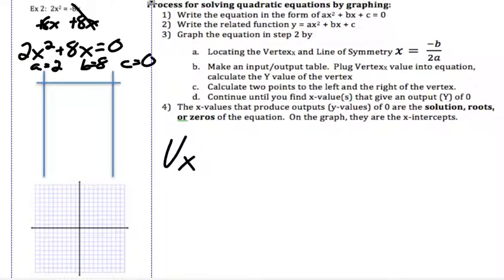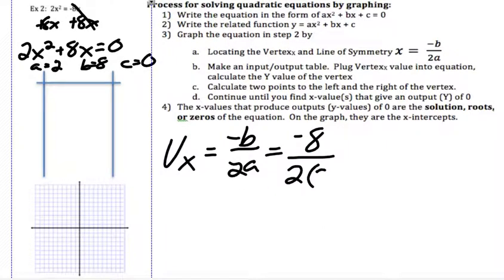So let's get our vertex x value. So we're going to do the opposite of b divided by 2 times a. So the b value is 8, so we need to do a negative 8. And on the bottom we're going to take 2 times our a value, and the a value is 2. So we really get negative 8 divided by 4, which is negative 2.